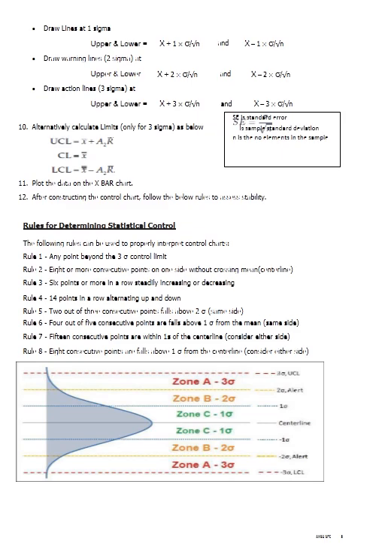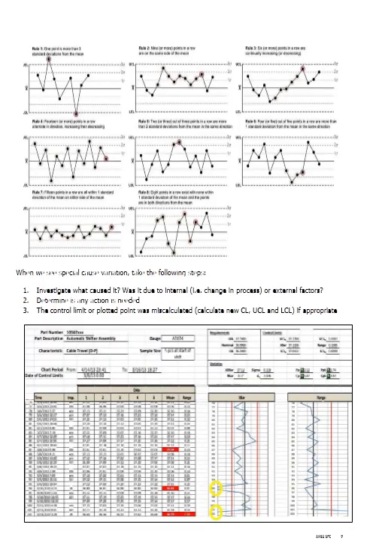Rule 5: 2 out of 3 consecutive points fall above 2 sigma. Rule 6: 4 out of 5 consecutive points fall above 1 sigma from the mean. Rule 7: 15 consecutive points are within 1 sigma of the center line. Rule 8: 8 consecutive points fall beyond 1 sigma from the center line. The images below interpret these clearly for you.